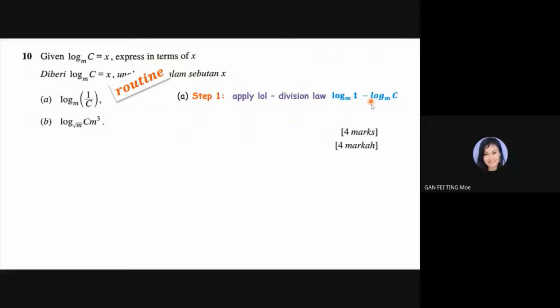What is log base m of c? Log base m of c is what? Yes, very good. So then you substitute. It becomes 0 minus x. Finally, your answer, you got it as negative x. So 2 marks here. Apply the law, you got your answer. 2 marks, done. Now we go to part B.